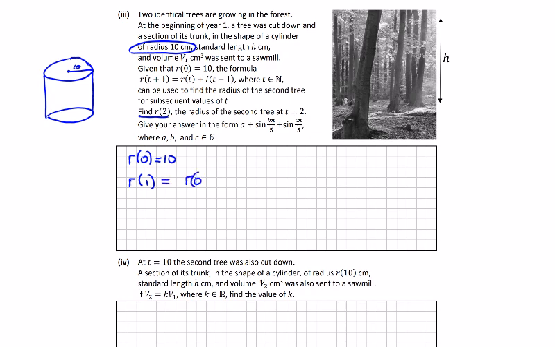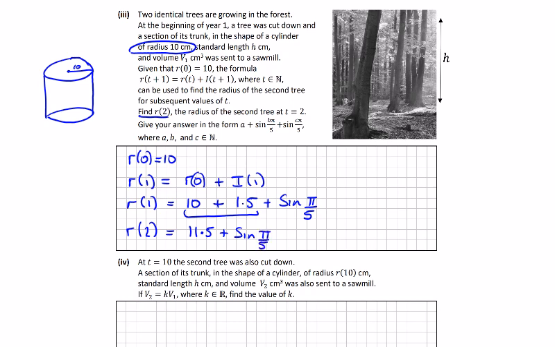R1 is equal to R0 plus I1. So that's going to be 10 plus the increase in year 1. And this goes back to our original formula, that's 1.5 plus the sine of pi t over 5, so that's just pi over 5. So that's R1. R2 is going to be this R1 above, the 10 and the 1.5 plus the sine of pi over 5. And then it's going to be plus the increase in year 2, I2, which is going to be 1.5 plus the sine of 2 pi over 5.